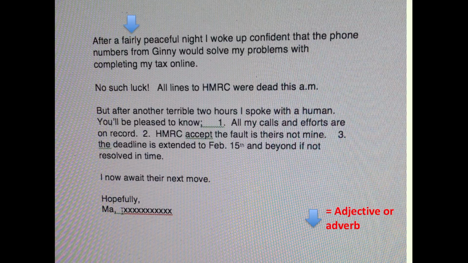After a fairly peaceful night, I woke up confident that the phone numbers from Ginny would solve my problems with completing my tax online. No such luck. All lines to HMRC were dead this morning. But after another terrible 2 hours I spoke with a human. You'll be pleased to know that all my calls and efforts are on record. HMRC accept the fault is theirs, not mine. The deadline is extended to February the 15th and beyond if not resolved in time. I now await their next move. Hopefully, Mother.